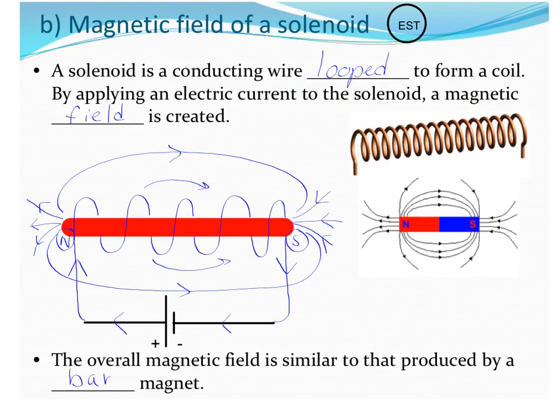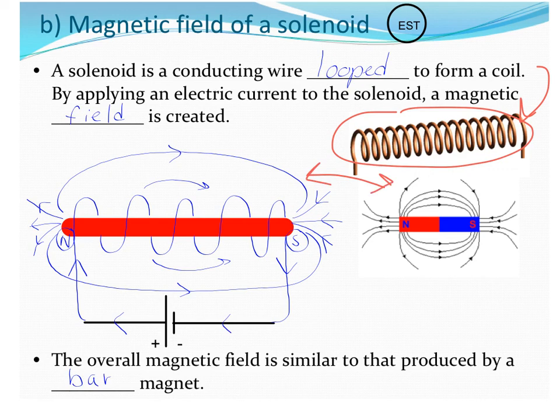The next section is for high science only, the magnetic field of a solenoid. A solenoid is a conducting wire that you simply loop around many times to form a coil, like this. And by applying an electric current to the solenoid, a magnetic field is also created. And since that wire is coiled around, the magnetic fields will be added together and end up forming the same shape as we had on a bar magnet.